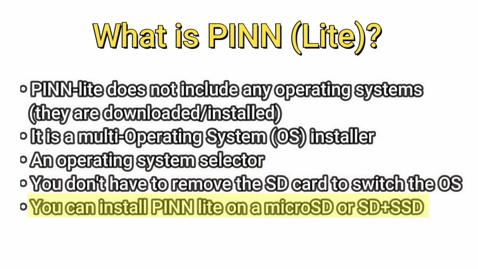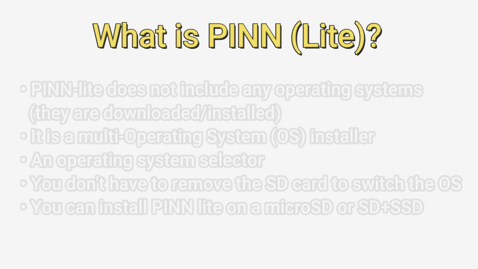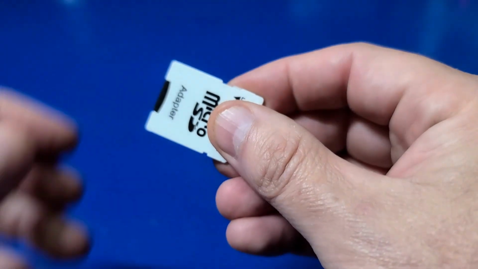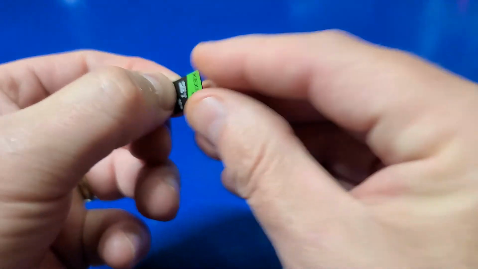And you can install PINN Lite on your microSD and the operating systems on an SSD, which is what I'll be showing in this video. First off, I'll show you how to set up the microSD card with PINN Lite. This one is 16 gigabytes.